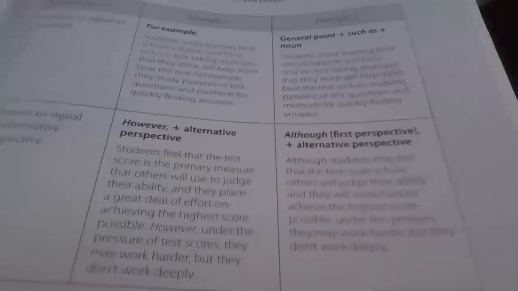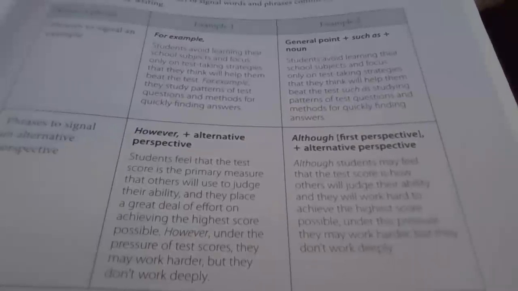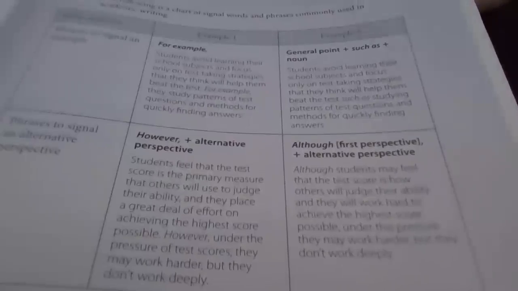So remember, in terms of grammar, although begins a dependent clause. Although students may feel that the test score is how others will judge their ability, and they will work hard to achieve the highest score possible, comma, right? So this whole thing was a dependent clause, comma, independent clause. Under this pressure, they may work harder, right? There it is. And then we see a comma, but to connect two complete sentences: comma, fanboys, comma, but they don't work deeply. So yeah, of course, keep punctuation and grammar in mind still.